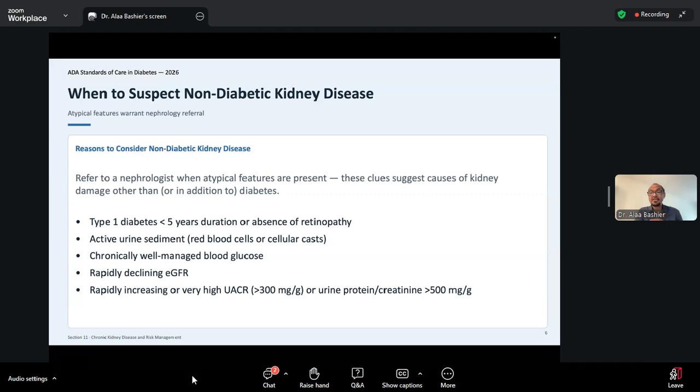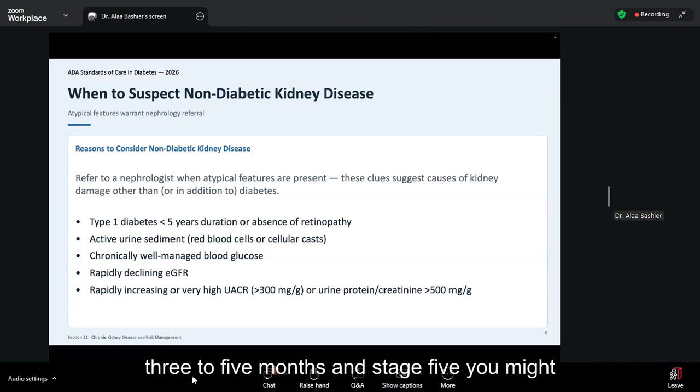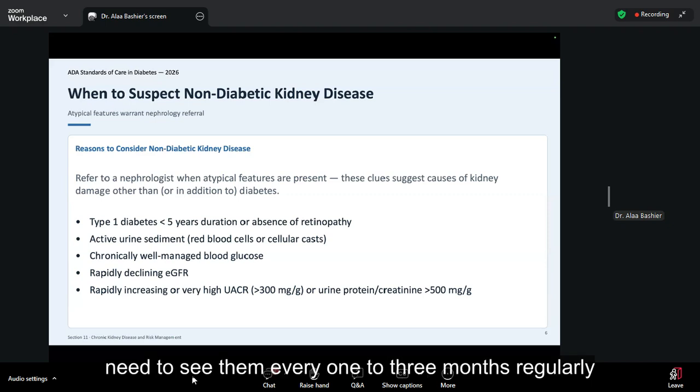And this is exactly what I mentioned earlier. This is the follow-up. Monitoring, stage 3, every 6 to 12 months. Stage 4, 3 to 5 months. And stage 5, you might need to see them every 1 to 3 months regularly.